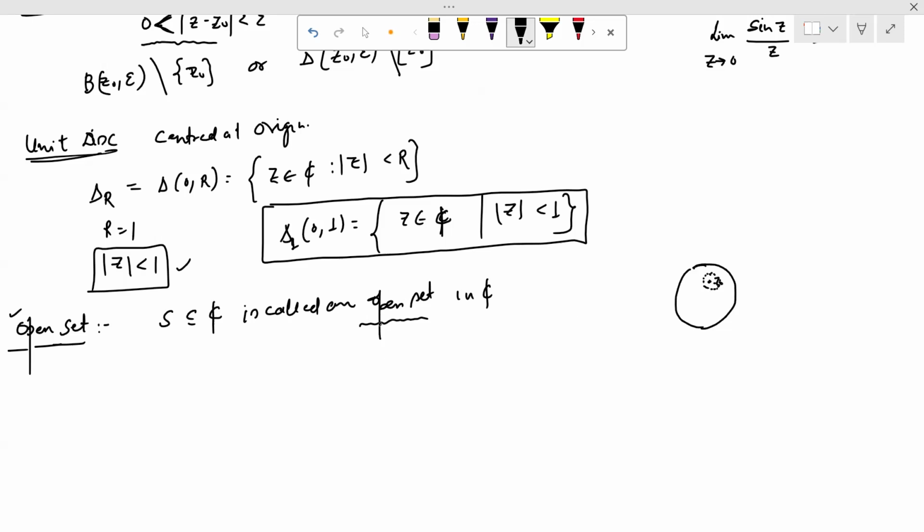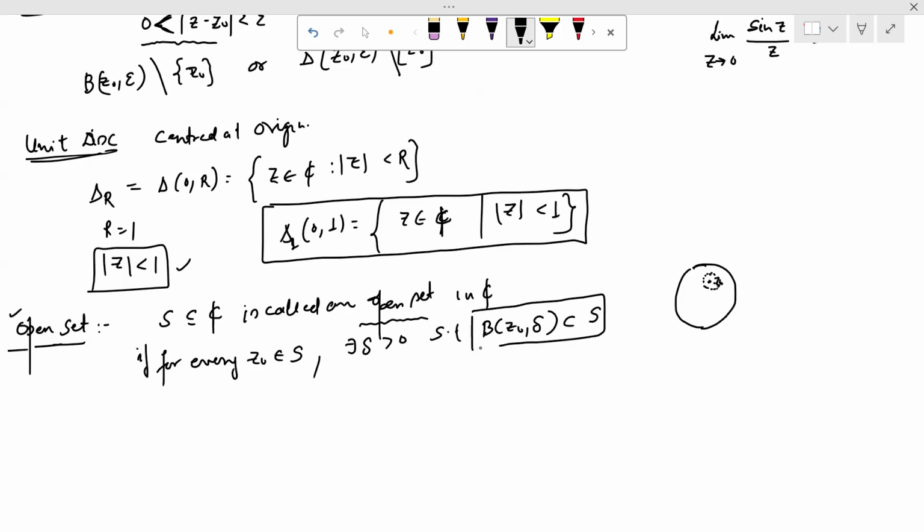Is that clear? Yes, sir. Okay. So let's say a subset S is called an open set in C if for every number that lies in this particular set S, for every z naught belongs to S, there must exist some del greater than 0 such that B(z naught, del) must be contained in set S. So a set is said to be open if there must exist a neighborhood of all these elements, and that neighborhood must be contained in that set itself. Then we say that set is an open set.